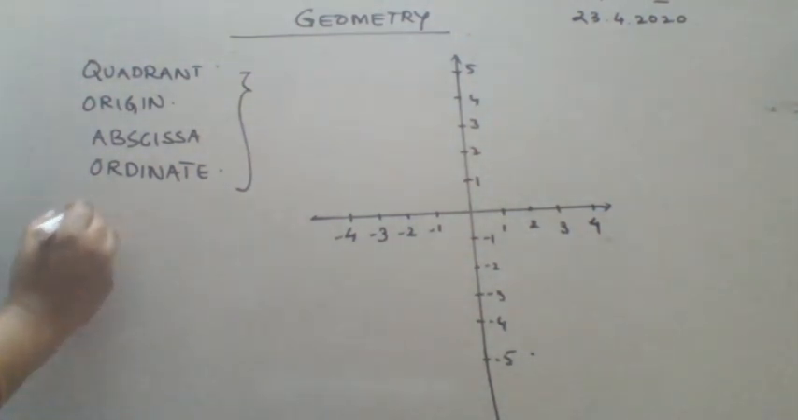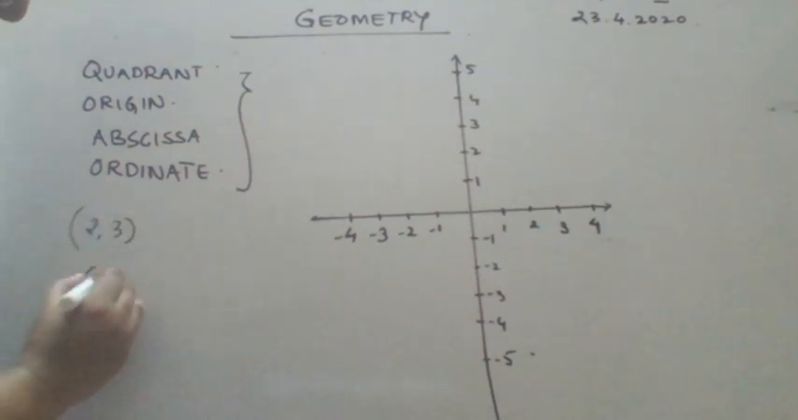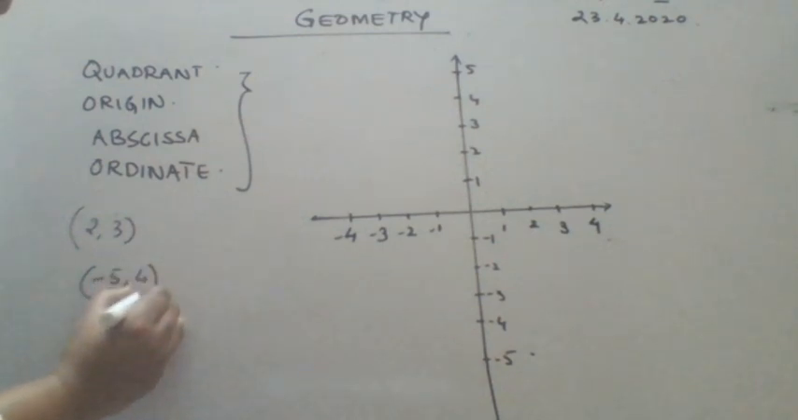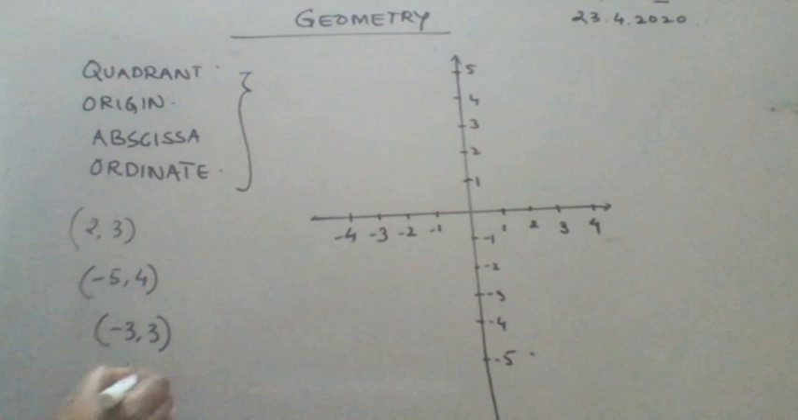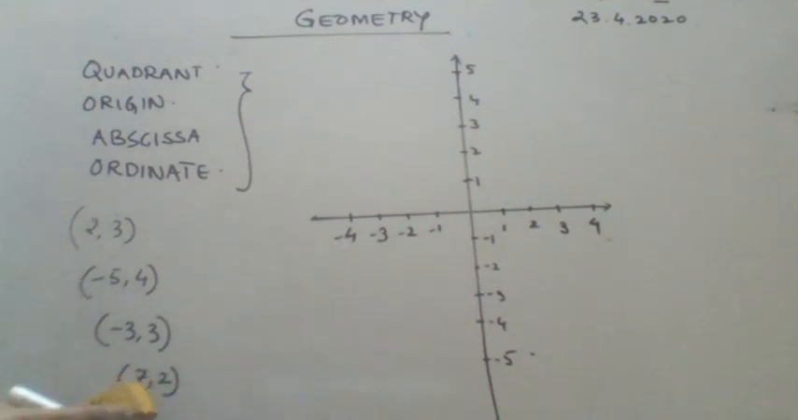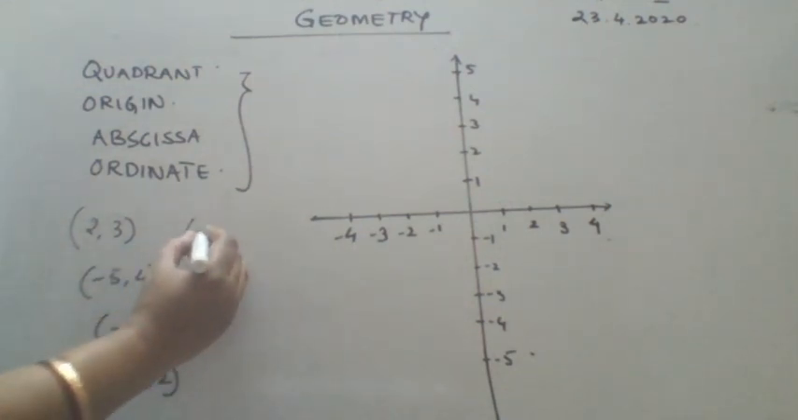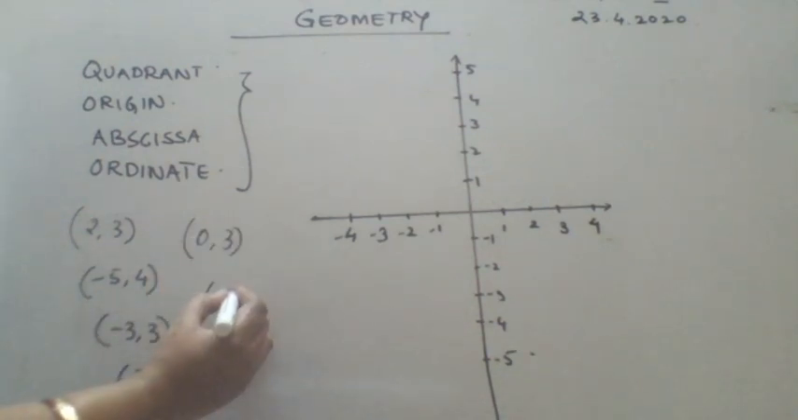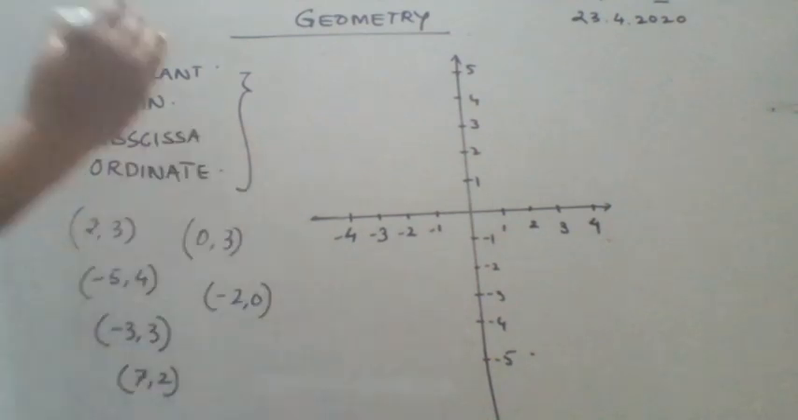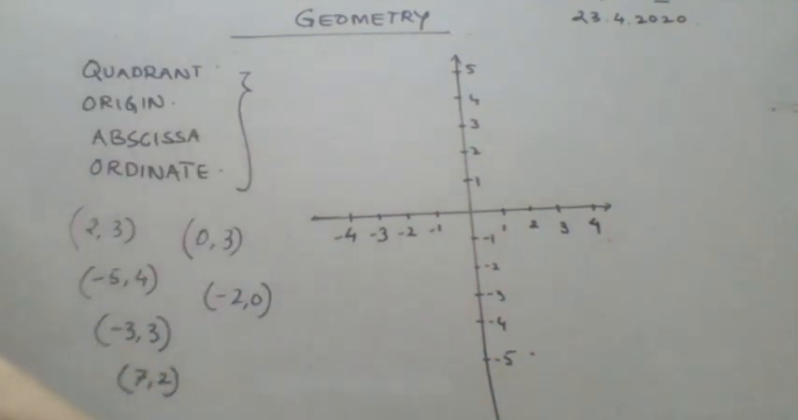Say I ask you to plot the point (2, 3), then we will do (-5, 4), then we will try (-3, 3), then one more point, say (7, 2), and then we will do the point (0, 3), and another point (-2, 0). So today we are going to plot these points.